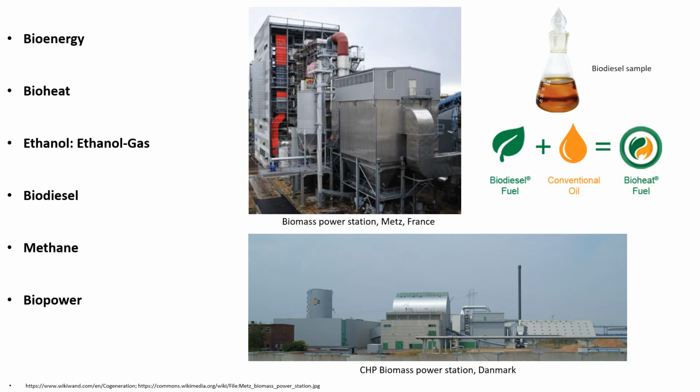The cogeneration station in Metz, France, uses waste wood biomass to produce biopower. The wood is collected from the surrounding forest. Cogeneration stations are also known as CHP, that is, combined heat and power. The picture below is the CHP station in Denmark, and it burns straw as fuel.